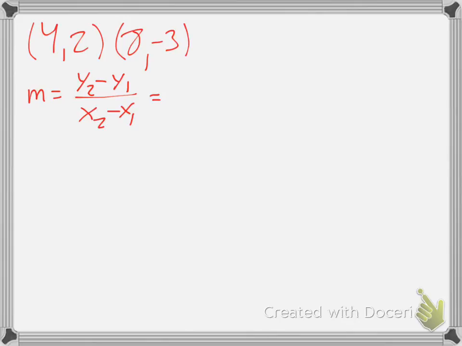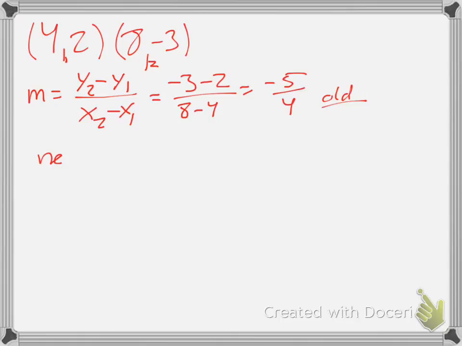So, let's just go in order, 1 and 2. It'd be negative 3 minus 2 over 8 minus 4, which is negative 5 over 4. That's the old slope. So, what's the new? It'd be 4/5, because I want the opposite sign and the reciprocal.